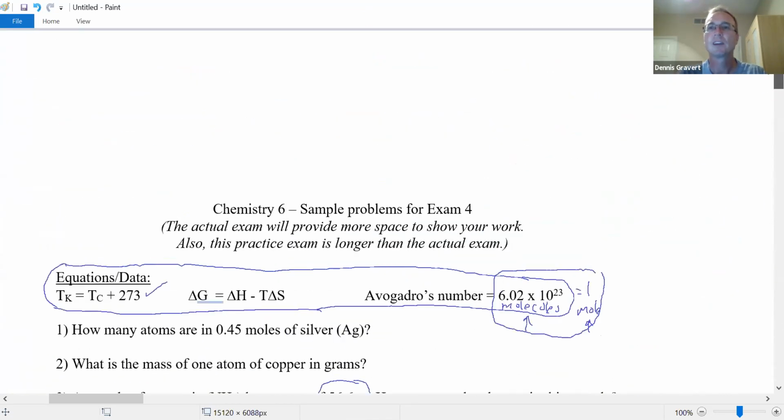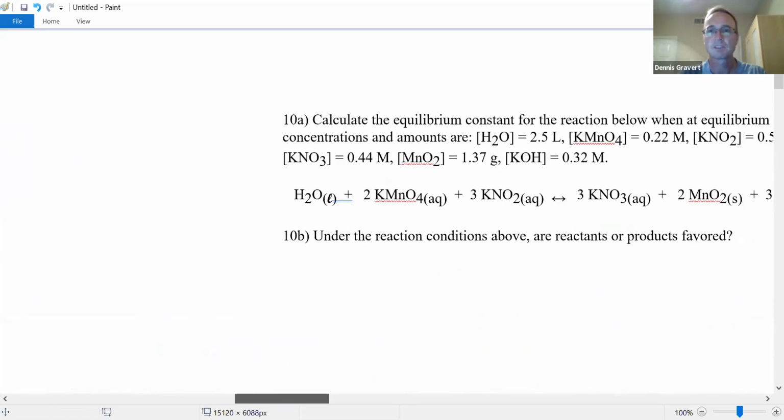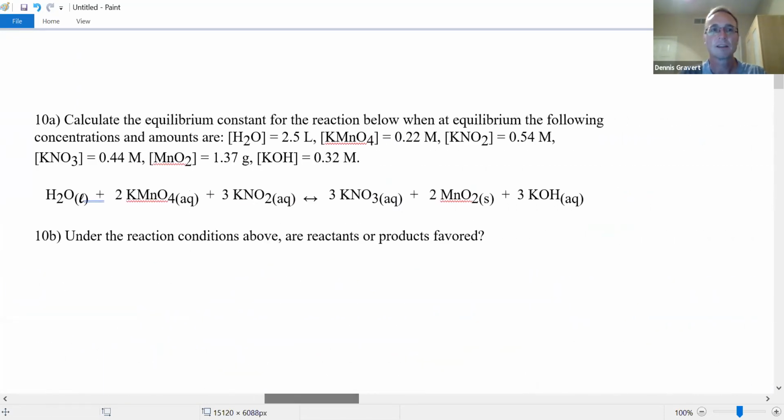Ooh, we actually tackled quite a few problems already. Okay, let's look at some others. All right, number 10 on the sample test is, hey, we're changing gears away from stoichiometry, calculations for chemical reactions. And now we're gonna look at reversible reactions or equilibrium.